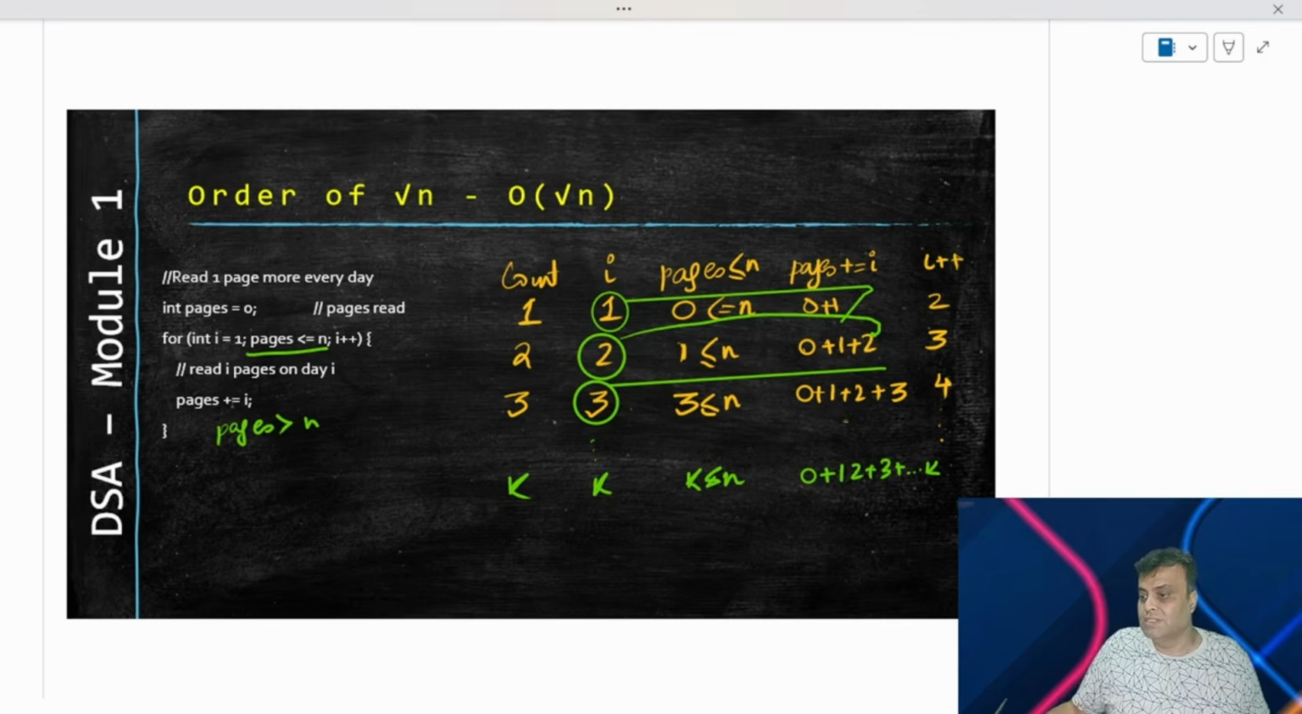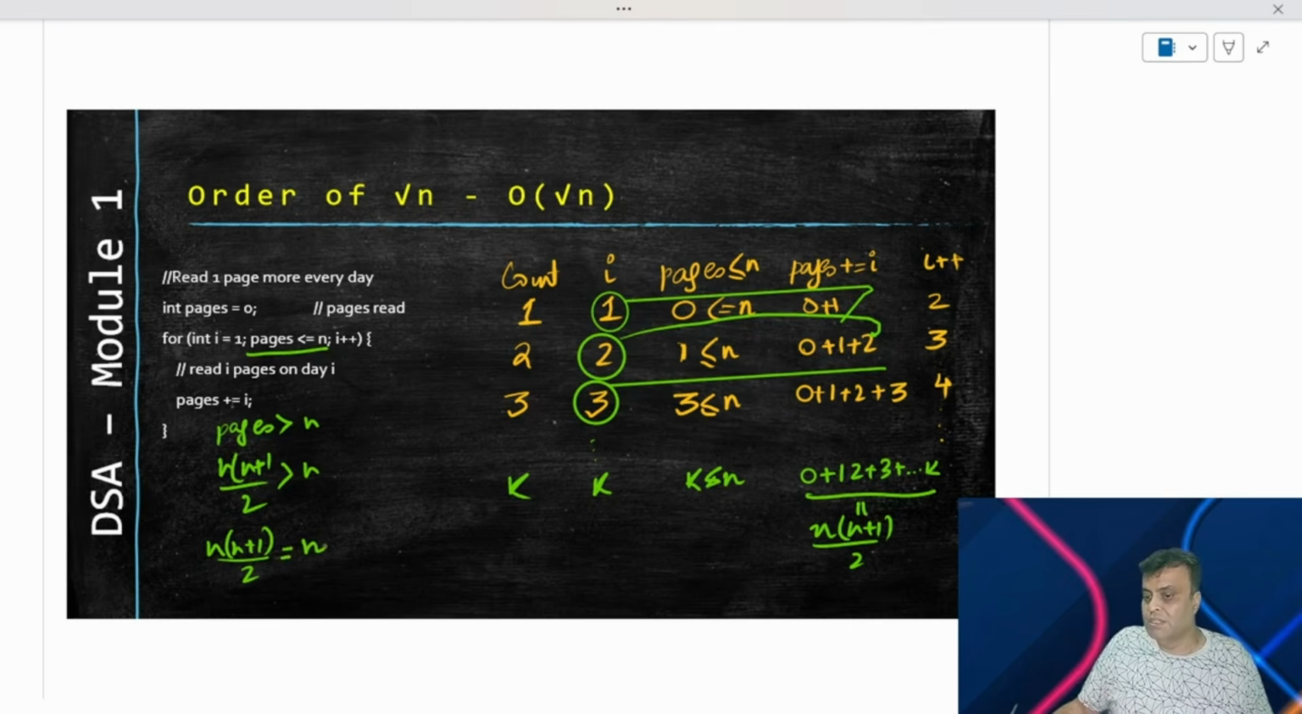What is the value of pages? The value of pages is this. What is this? This is again an AP. Can I say this is equal to n into n plus 1 by 2? So can I say n into n plus 1 by 2 is greater than n is my termination condition? If I just put equal to, from an inequality to an equation translation, then can I say this? Of course, I can say this. Just after this, it will stop, is what I'm saying. Greater than means just after this equal to, it will stop.